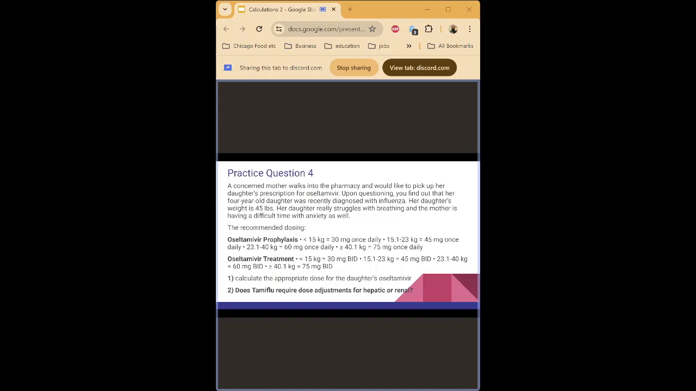Okay, a concerned mother walks into the pharmacy and would like to pick up her daughter's prescription for oseltamivir. Upon questioning, you find out that her 4-year-old daughter was recently diagnosed with influenza. Daughter's weight is 45 pounds. Her daughter really struggles with breathing, and the mother is having a difficult time with anxiety as well. The recommended dosing is listed for prophylaxis and treatment. Calculate the appropriate dose for the daughter's oseltamivir. And part 2, does Tamiflu require dose adjustments for hepatic or renal?